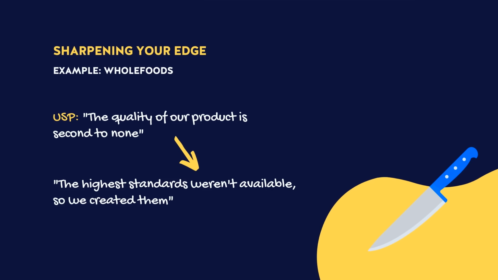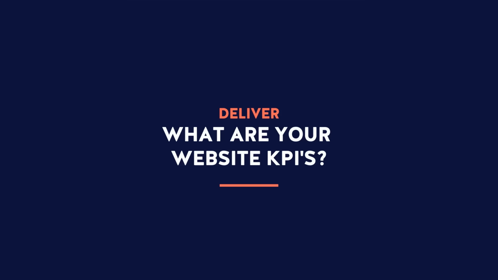Subtle differences, but the rewritten version here is more relatable. The higher standards weren't available, so we created. Really good example there of how you can just use everyday speak to get your USP message across to your audience. Delivery. We need to understand what our website KPIs are. It's just a fancy acronym for key performance indicators. So what metrics are we going to use to measure the performance of our website?